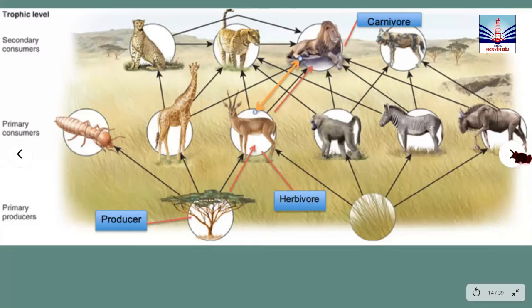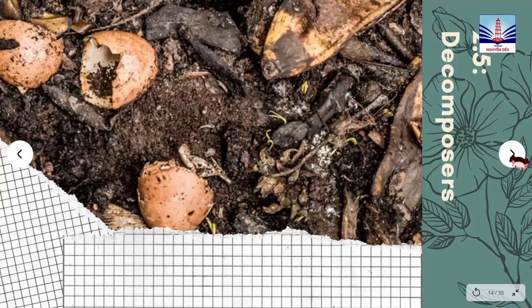So what are decomposers? Decomposers are things like mushrooms, fungi, or insects and more, and they all get energy from dead organisms or waste. And I want to show you some types of decomposers. It can be the worm, mushrooms, insects, and bacteria.